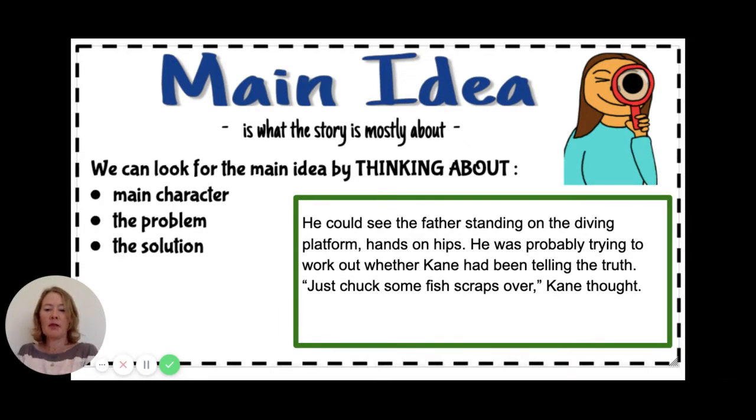And this is the paragraph we're going to look at. You could see the father standing on the diving platform, hands on hips. He's probably trying to work out whether Cain had been telling the truth. Just chuck some fish scraps over, Cain thought.